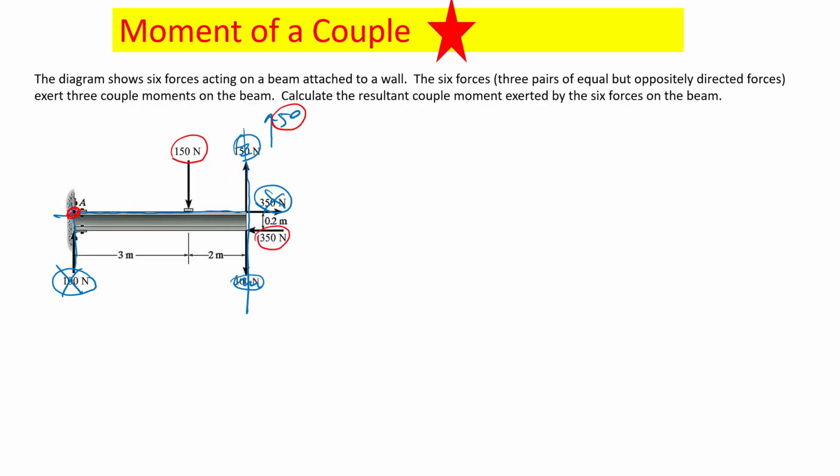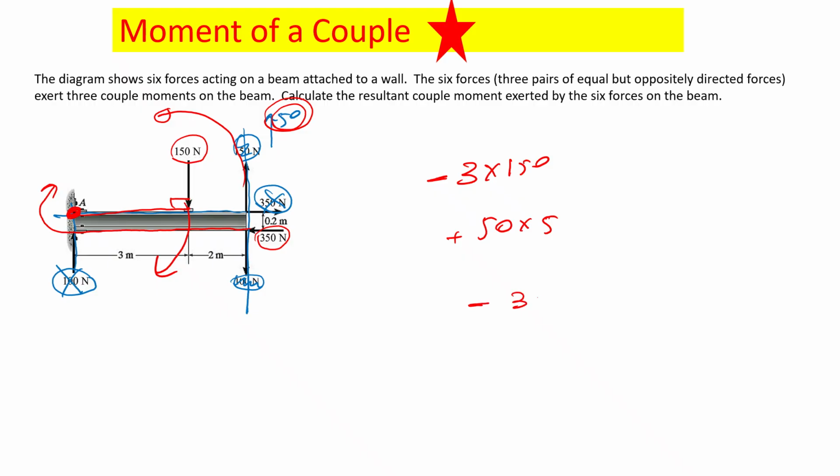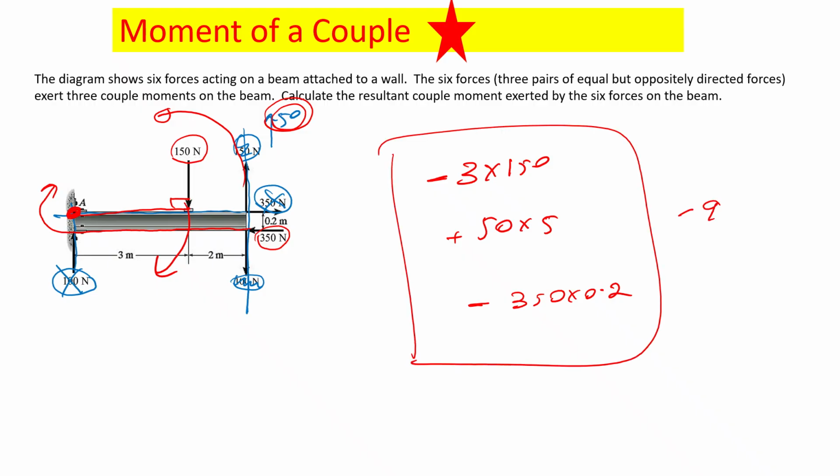Okay, you are taking the moment about A. 150 will be 3 times 150, making a clockwise moment. And this 50 times 5, making a counterclockwise moment. And this one, if you consider, it is making a clockwise moment. Am I right? And that is a negative 350 times 0.2. And when you add all this together, you should get negative 900 Newton meters. Do you get it? Is that right?